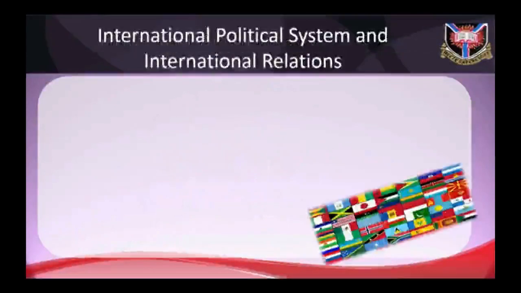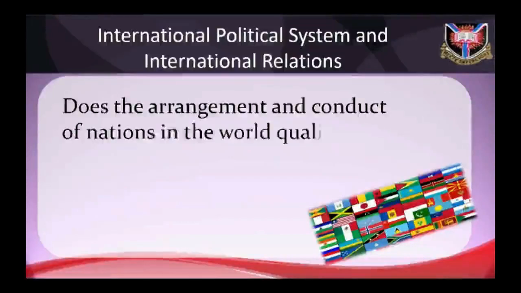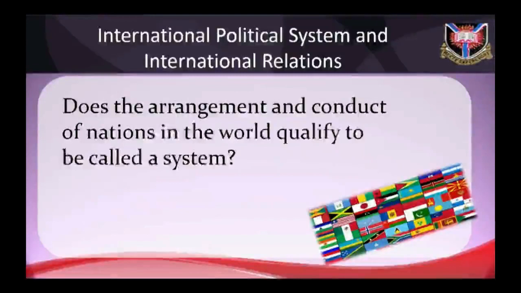International political system and international relations. Bearing in mind the properties of a system as enumerated above, one will become curious to know if there exists an international system. In other words, does the arrangement and conduct of nations in the world qualify to be called a system? There are 2 views to this question.